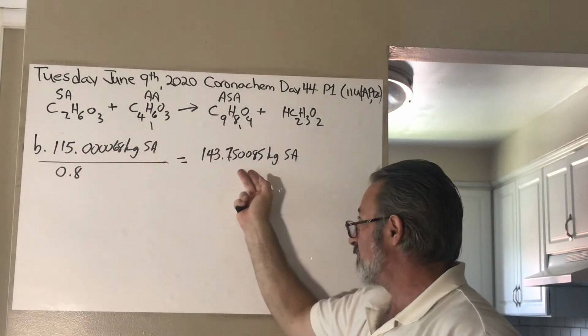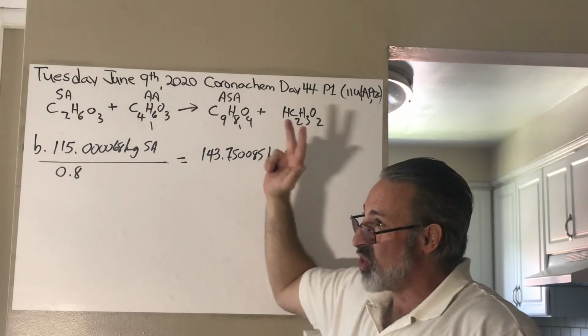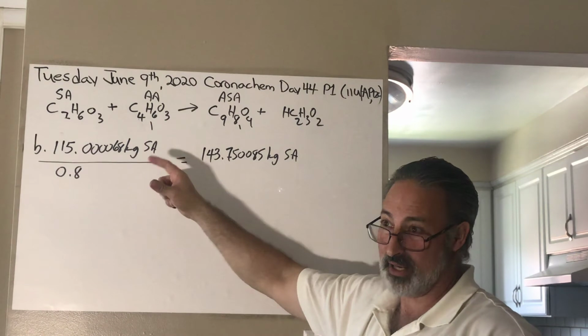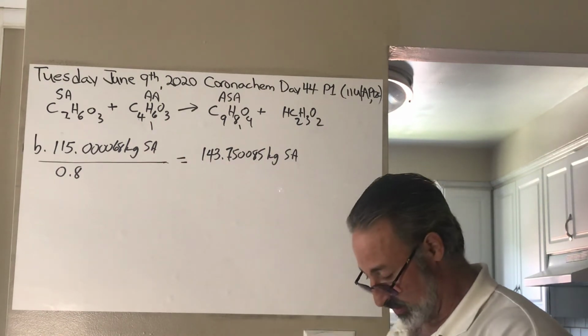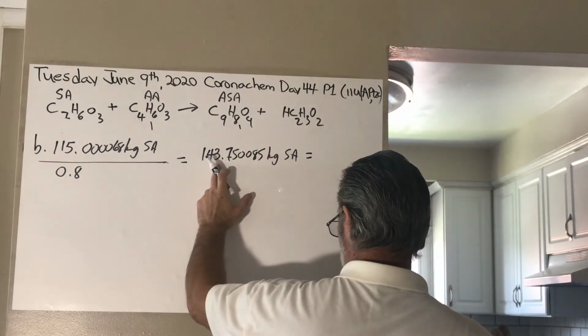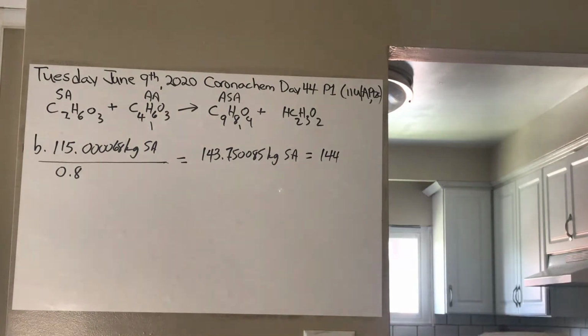So we start off with 143 kilograms of salicylic acid at only 80% efficiency. It's as though you had only 115 kilograms of salicylic acid working at 100% efficiency. So that's how you do that calculation. With sig figs, you're only allowed 3 in this case, so 144. I know there's only 2. At one point it says 1.5.